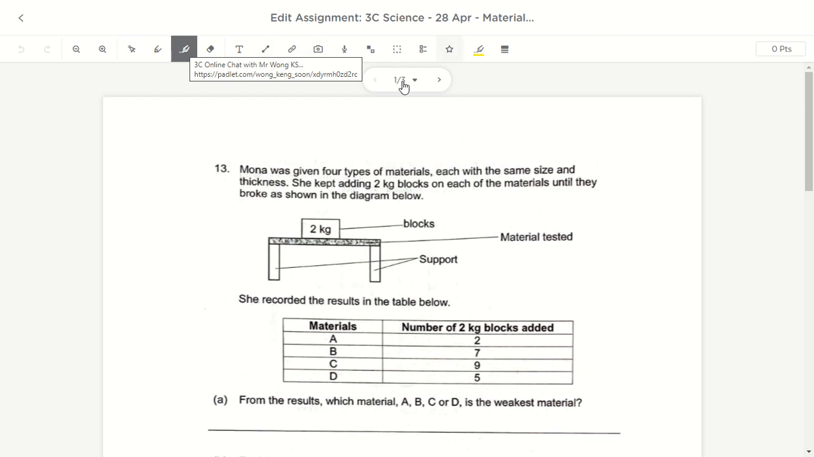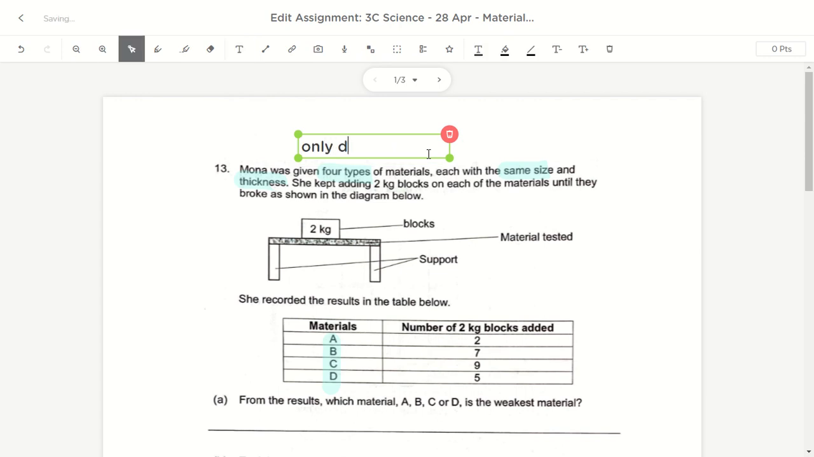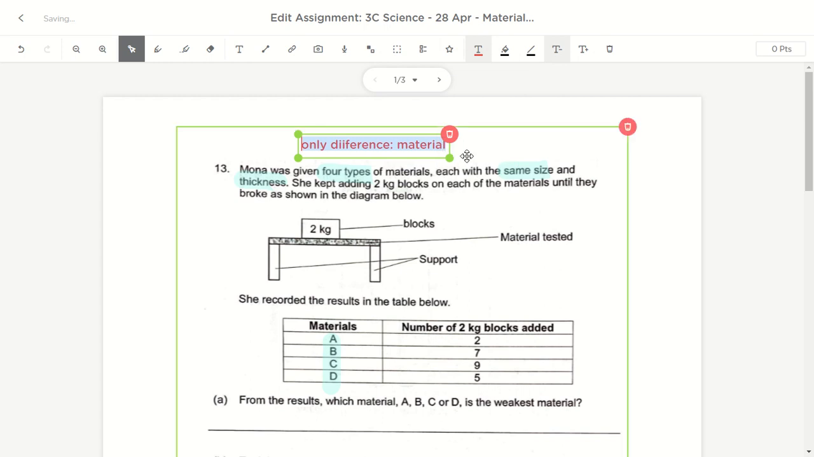Mona was given four types of materials. So I have four different materials as you can see over here, each the same size, so they are all the same size and same thickness. The only difference is that the material is different. The only difference here is the material.